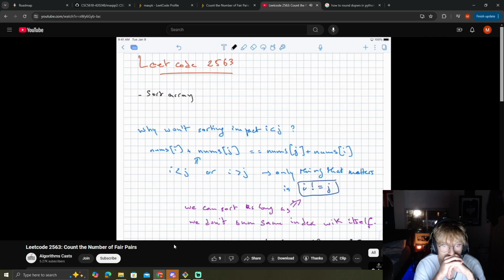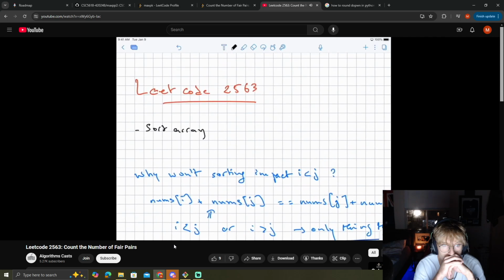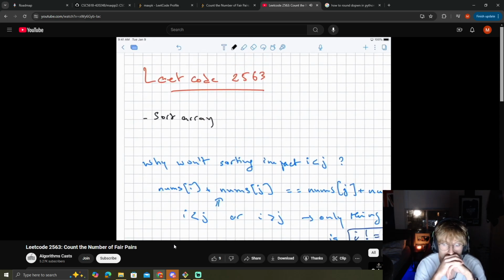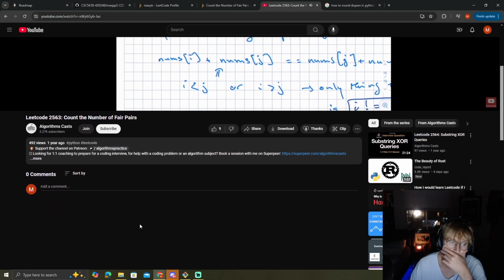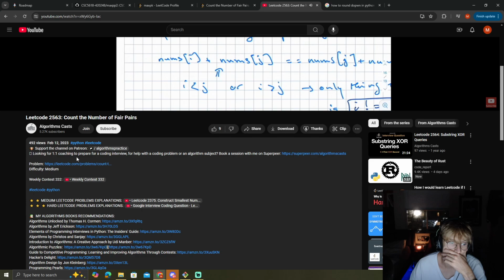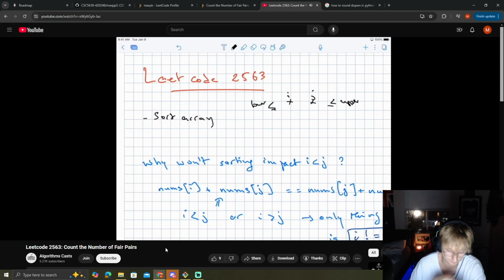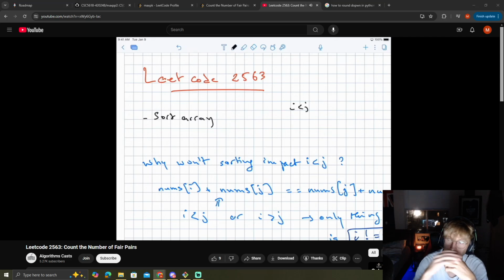The first thing we need to think about is, let's sort the array, because what we are trying to do is find a sum of two elements, for i and j, that is smaller than an upper value and bigger than a lower value. To be able to make any assessment on moving pointers, we need to sort. But the problem says we need i smaller than j, if we take nums of i plus nums of j.